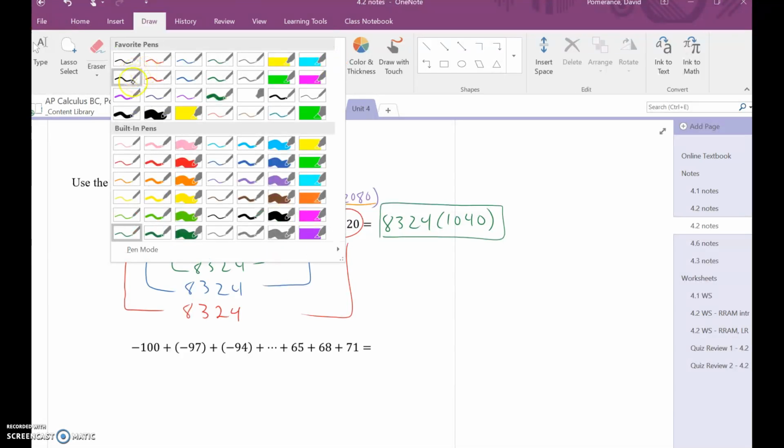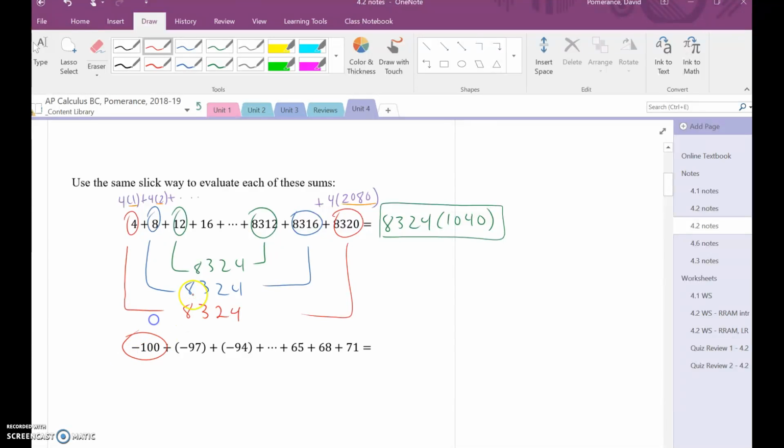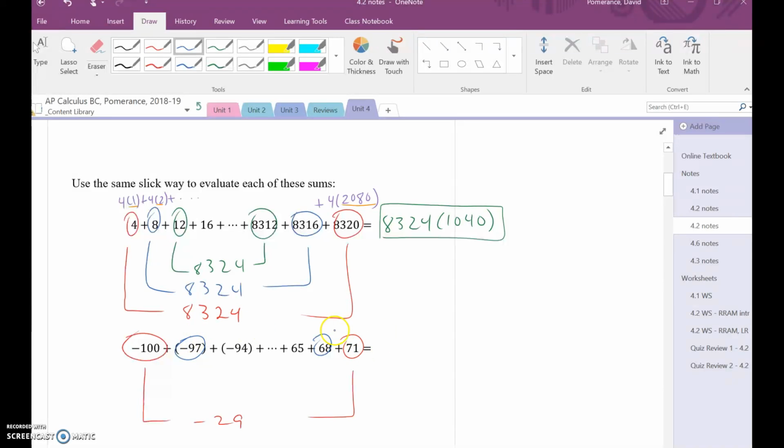Let me get back to my default colors here, and we've got negative 100 plus 71, and that would add up to negative 29, I think, pretty sure. And then the next pair, negative 97 and 68, well, this one went up by 3, while this one went down by 3, so that sum should be the same, negative 29. I'm pretty certain that I'm doing this correctly. And the negative 94 and the 65 are also going to add up to negative 29. So we've got a whole bunch of negative 29s that we're adding up.